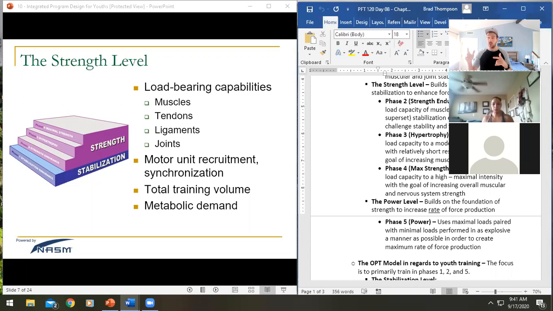Let's try this many. No, let's try this many. No, let's try this many. No, okay, we're close. This many. We got it. Don't recruit anymore, right? And that's how that works. So that's your motor unit recruitment.